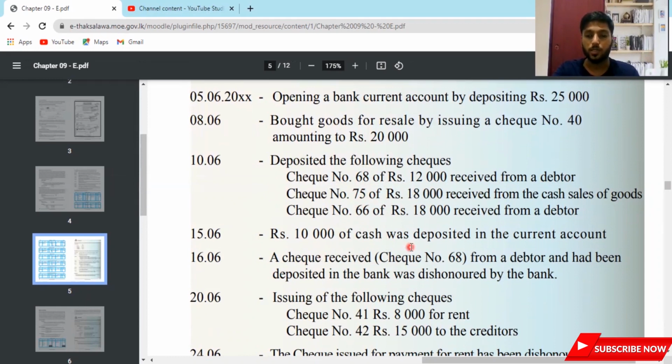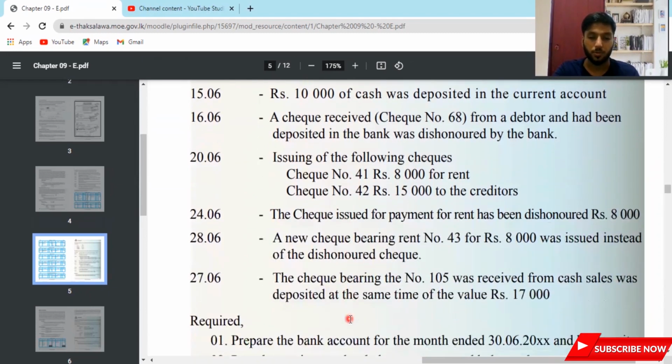Rupees 10,000 of cash was deposited in the current account. A check received from a debtor, check number 68, which had been deposited in the bank, was dishonored by the bank. Issuing of the following checks: check number 41, rupees 8,000 for rent, and check number 42, rupees 15,000 to the creditors. The check issued for payment of rent has been dishonored, rupees 8,000. A new check, number 43, for rupees 8,000 was issued instead of the dishonored check.